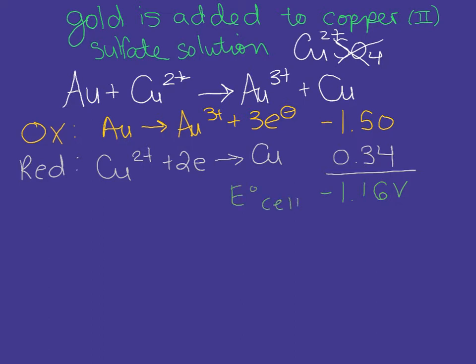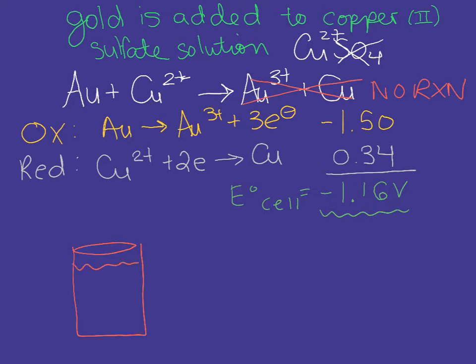And so when you get the negative value for this, what that basically means is that it's not going to react. And so let's come back up to here, cross this out, and we basically write no reaction.